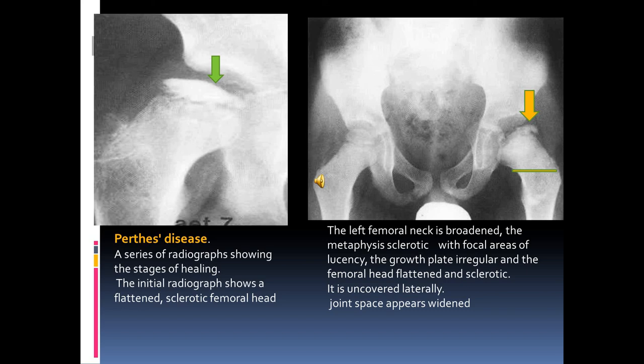On the image on the other side, we can see a very clear flattening in the epiphysis and very clear widening in this region. So this represents a radiograph including stages of Perthes disease. It could be fragmentation, or just an area of flattening and sclerosis. And sometimes, as I said, there is a broadening in the area of the femoral neck as shown in this image.